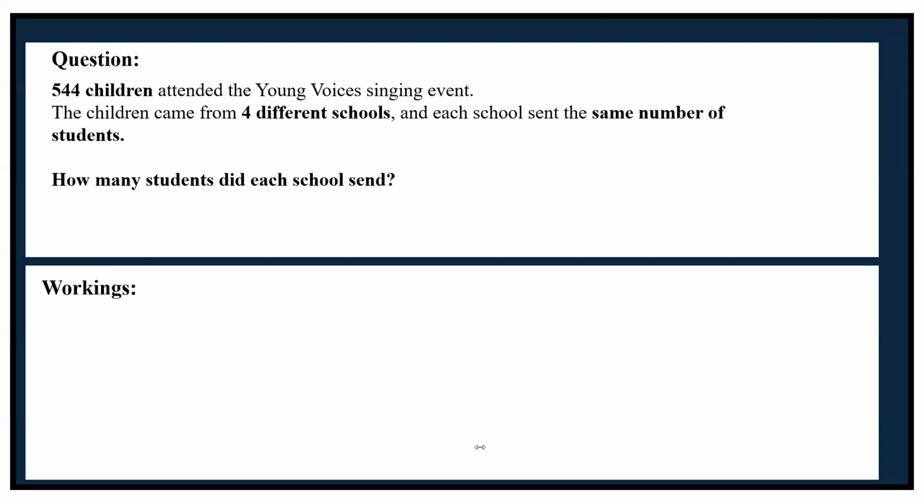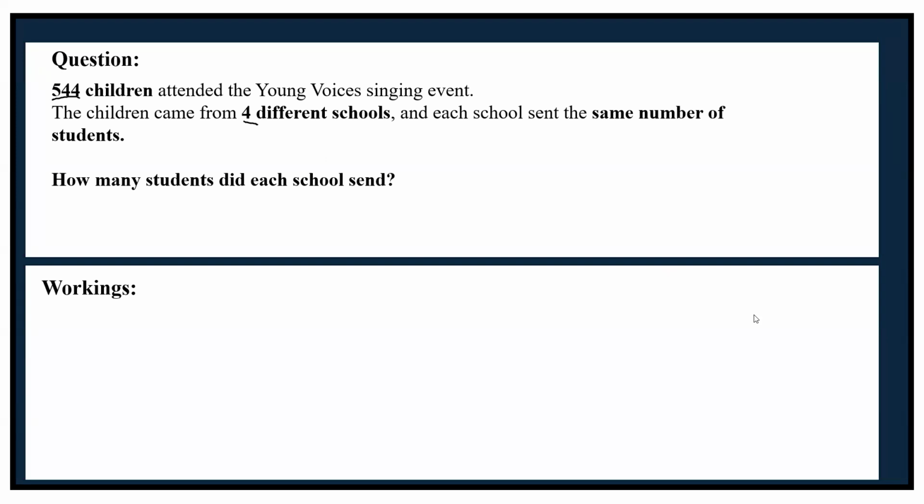Okay, so 544 children attended the Young Voices singing event. The children came from 4 different schools and each school sent the same number of students. So let's go to Jacob. Jacob, what do you think are the 2 numbers involved in this question? I can see 544 and I can also see 4, but can you sort of contextualize it? What are those 2 numbers telling us?